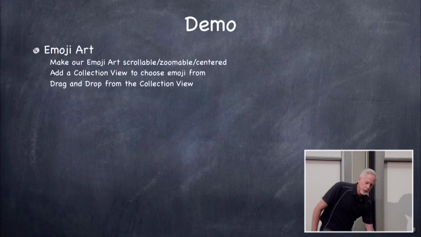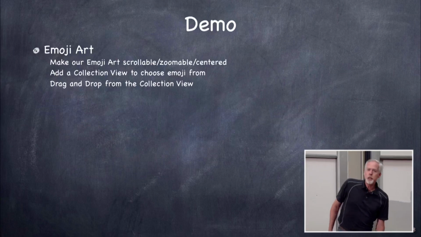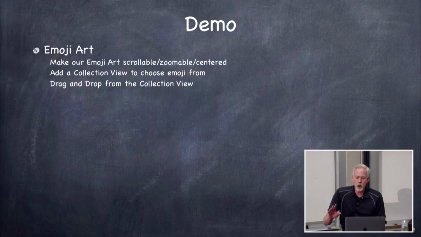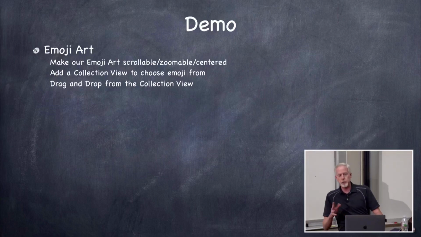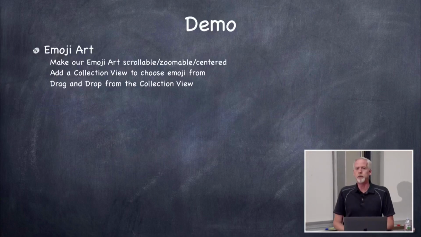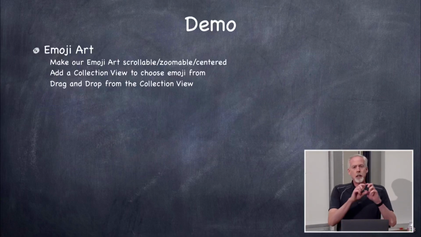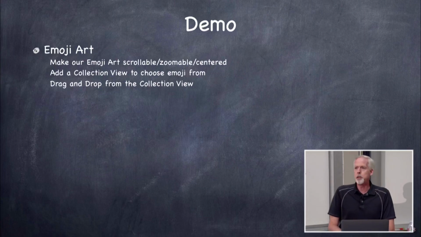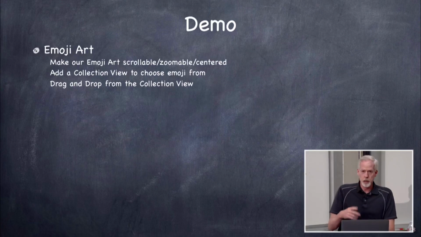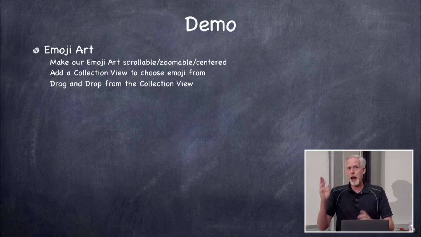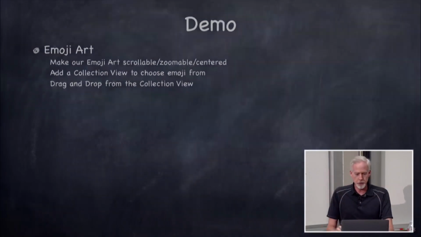All right, so back to EmojiArt here. What we're going to do is, first I'm going to make EmojiArt scrollable because it just currently is fixed. Then we're going to add a collection view along the top there. You remember it from the demo where we're going to be able to choose our emoji from. And then we're going to add some drag and drop from that collection view, both into our view and into other apps and vice versa, etc.